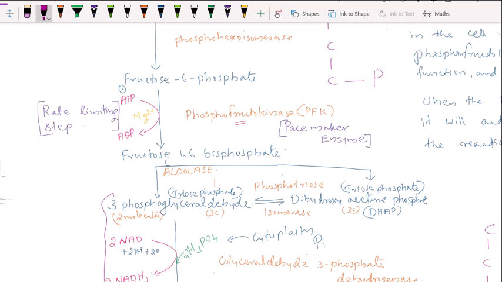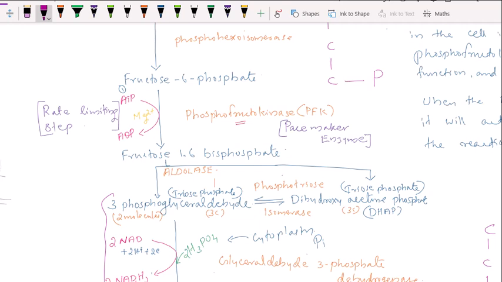2 phosphorus are added, so here again one more ATP is utilized. Here the enzyme is phosphofructokinase. That enzyme is important, but in NCERT it is not mentioned, so for exam purposes it is not that important. For glycolysis, though, this enzyme is important.